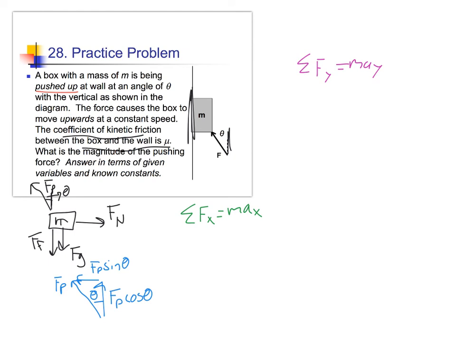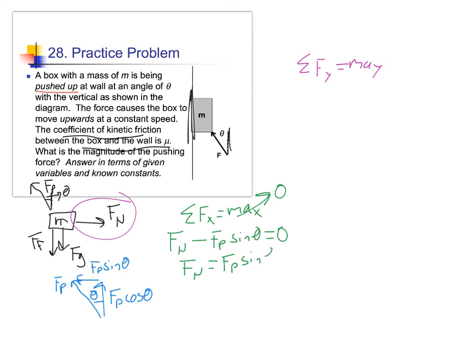This situation is a little bit unique because we have a normal force in the horizontal direction. That's going to change things, but the basic setup and the basic idea behind this is not going to change. So in the x direction, I'm going to look at my forces. I have Fn minus Fp sine of theta, and that actually is going to be equal to 0, and here's why. This box, as it moves up and down the wall, is not accelerating left or right at all. So that x acceleration goes to 0, and that means that my normal force is simply equal to my pushing force times sine of theta.